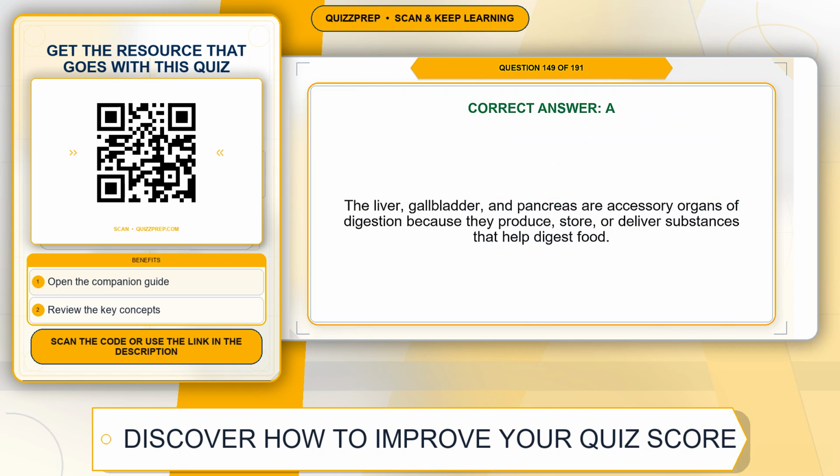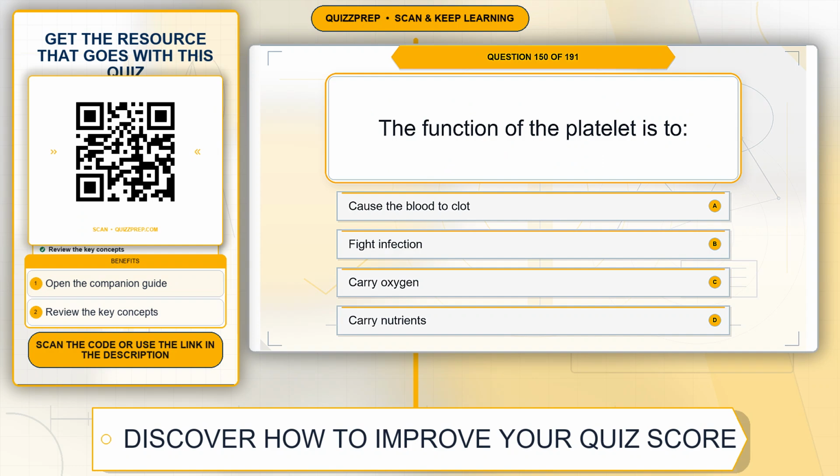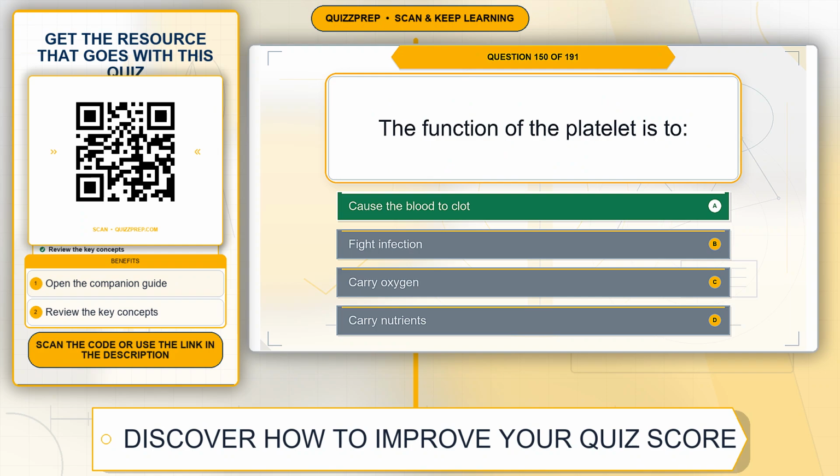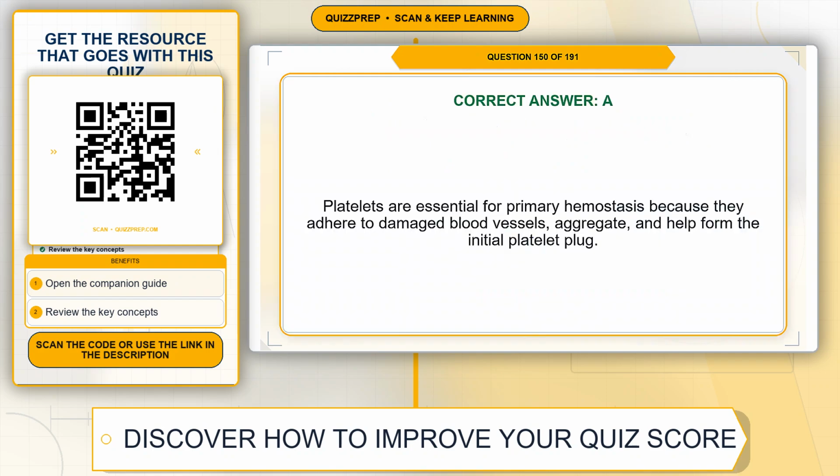digest food. Question 150. The function of the platelet is to: Option A, cause the blood to clot. Option B, fight infection. Option C, carry oxygen. Option D, carry nutrients. The correct answer is option A, cause the blood to clot. Explanation. Platelets are essential for primary hemostasis because they adhere to damaged blood vessels, aggregate, and help form the initial platelet plug.